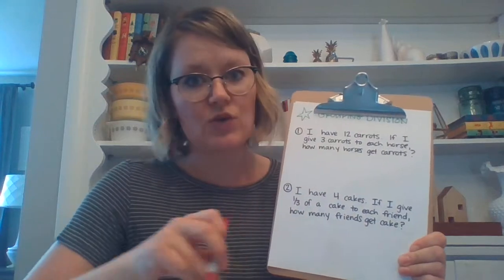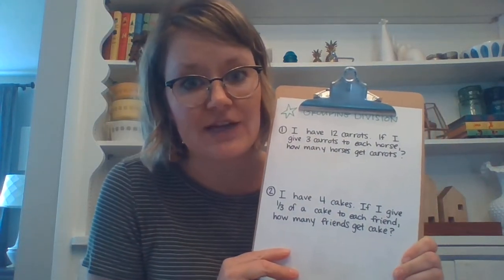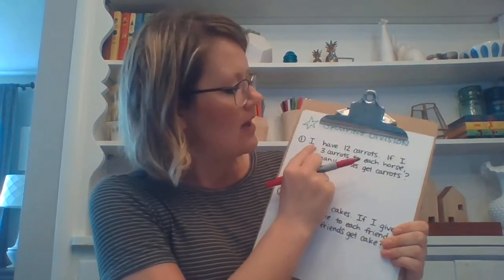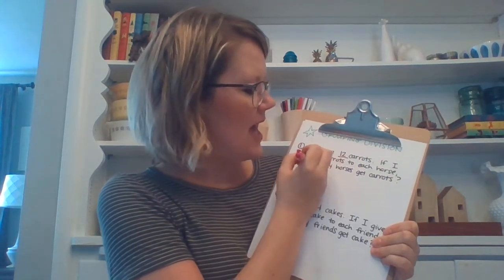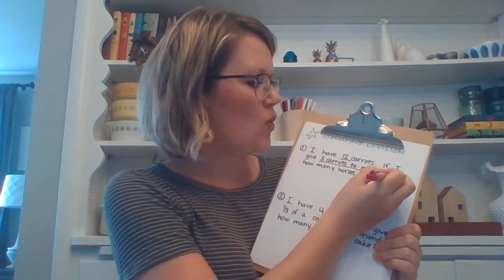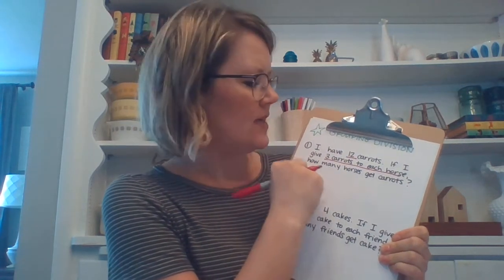Okay, so here is grouping division. This is a little bit different, as you'll see. I have 12 carrots. That sounds the same. If I give 3 carrots to each horse, that's different. How many horses get carrots?